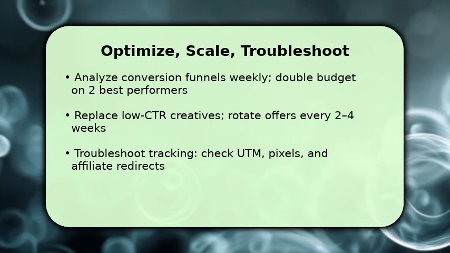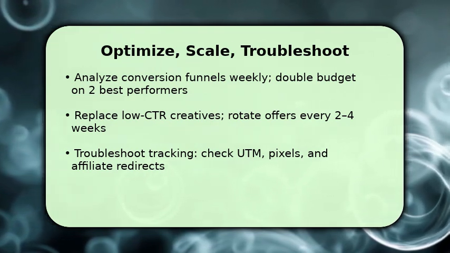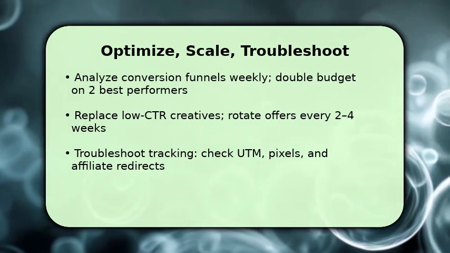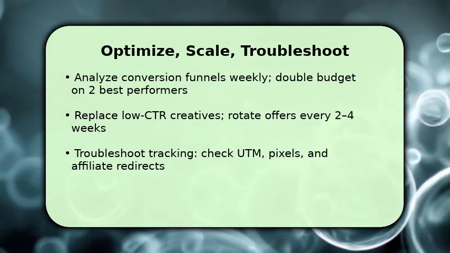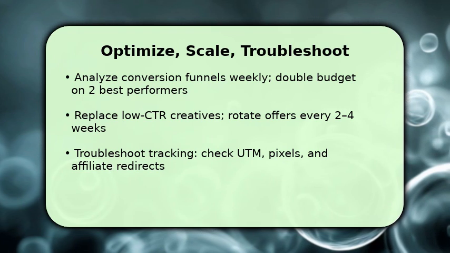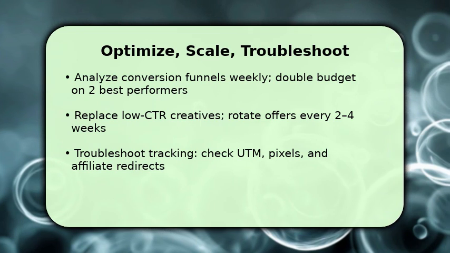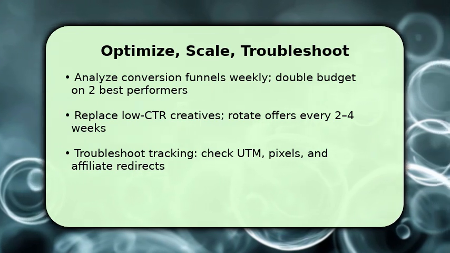If things go wrong, first verify UTMs, pixels, and redirect chains. Broken tracking looks like poor performance. If conversions drop without tracking errors, reduce spend, create fresh content, and retest. This cycle preserves margins and keeps your faceless affiliate system profitable.